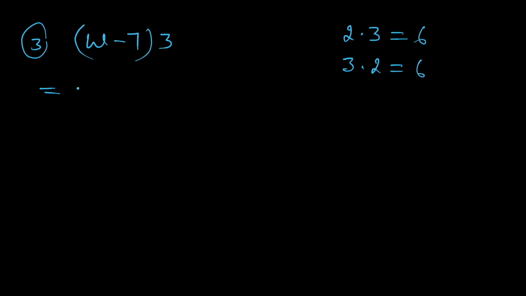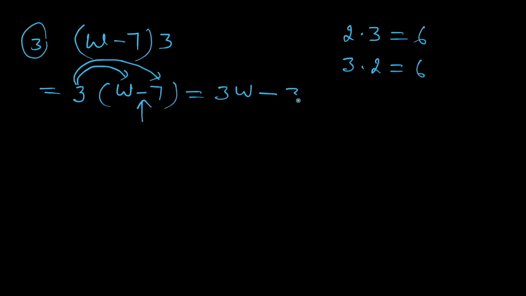If that is easier for you, write 3 first and then (w - 7), and now you can use the distributive property. So when you multiply 3 with w, it's going to be 3w. Then, most important thing, students usually forget to put this sign. Here we have a minus sign, and then you multiply 3 with 7. So your final answer is 3w - 21. So that is the answer for this problem.